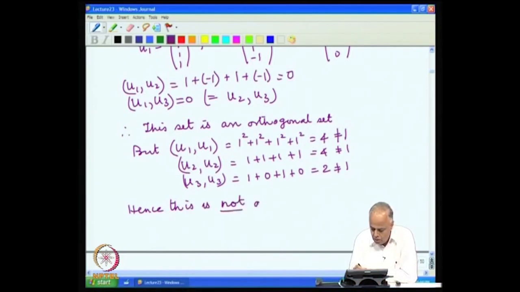As before, since we already have orthogonality, we can now force normality by dividing each one of these vectors by its length.